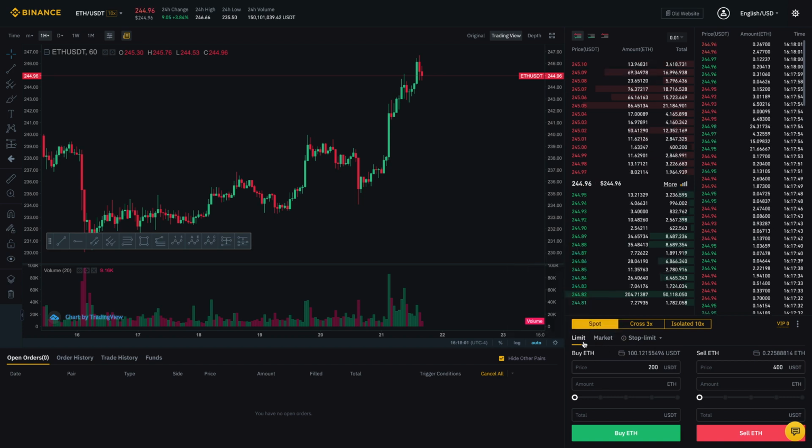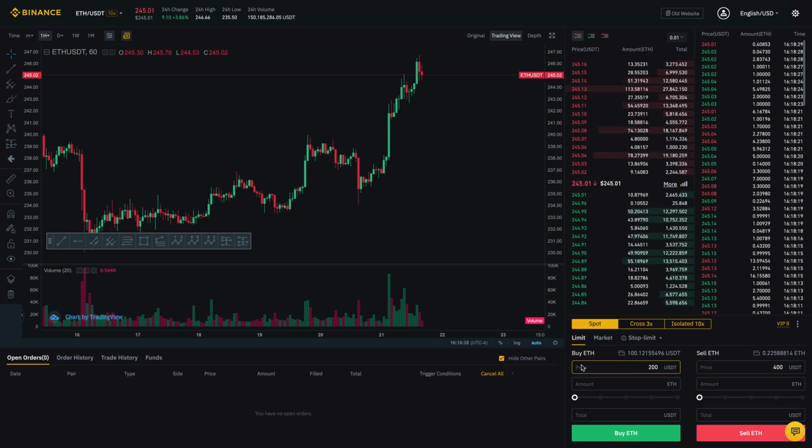If I'm on spot and limit, what that means is spot is funds that I currently want to use. That means I actually have those funds. I'm not going to borrow anything. These are funds that I actually have. For spot, I have this much in my account: at the moment, about 100 USDT and about 0.22 Ethereum.